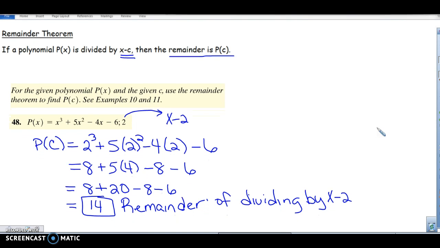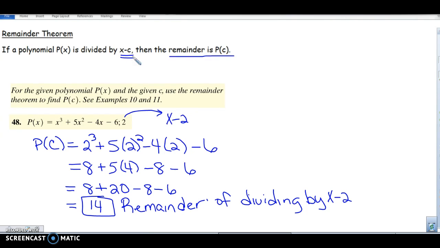All right, let's take a look now at a theorem. This is a statement that has been proven to be true. The remainder theorem says if a polynomial p of x is divided by a binomial of the form x minus c, then the remainder can be found by finding p of c.